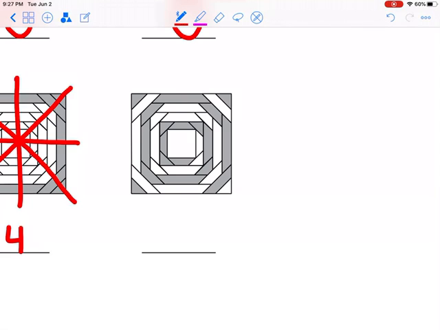Now this one is different because you notice right here is light, but here is white. So I can't do it horizontally, vertically, or diagonally. So right off the bat, I can tell just from those little marks that this is going to have 0 lines of symmetry.